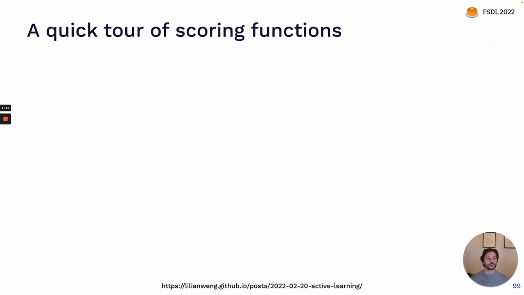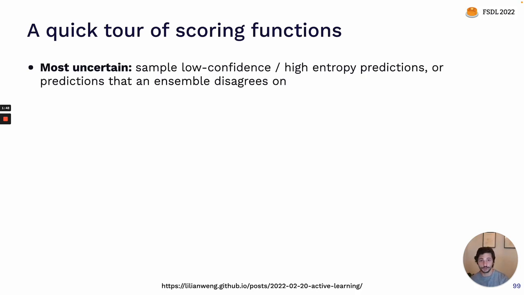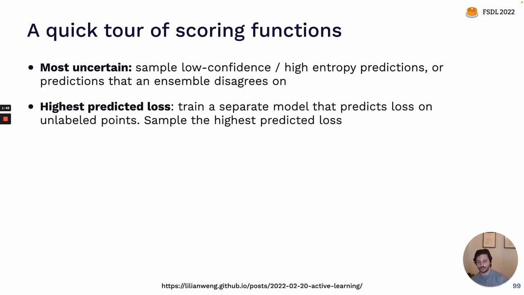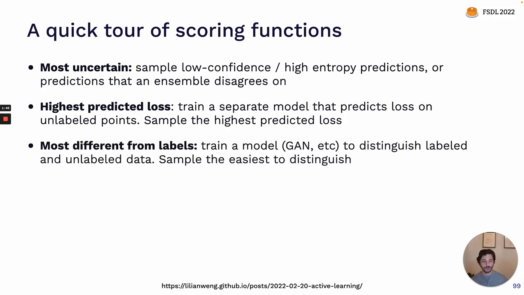I'll give you a quick tour of some of the different types of scoring functions that are out there. And if you want to learn more about this, then I'd recommend the blog post linked on the bottom. You have scoring functions that sample data points that the model is very unconfident about. You have scoring functions that are defined by trying to predict what is the error that the model would make on this data point if we had a label for it. You have scoring functions that are designed to detect data that doesn't look anything like the data that you've already trained on. So can we distinguish these data points from our training data? If so, maybe those are the ones that we should sample and label.